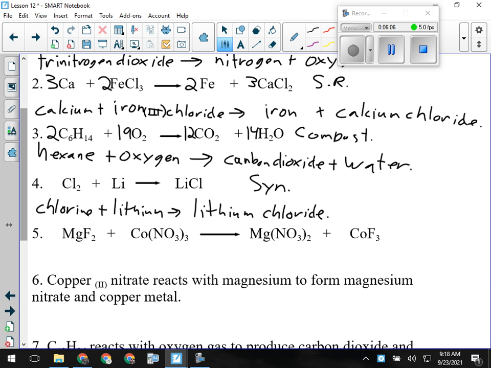Okay, now I need to balance it. What should I balance first? Chlorine. Okay, there's 2 on the reactant side. Now there are 2 on the product side. Am I done? Right, I need to make sure the lithium are balanced as well.